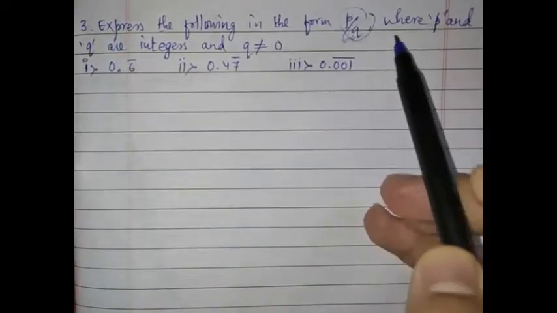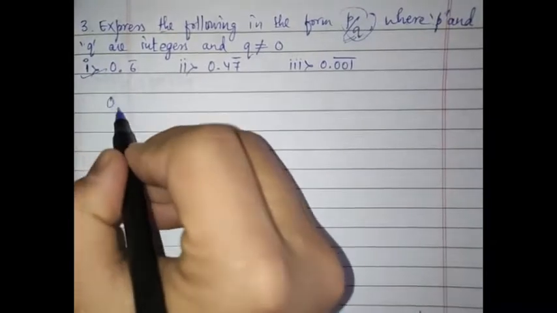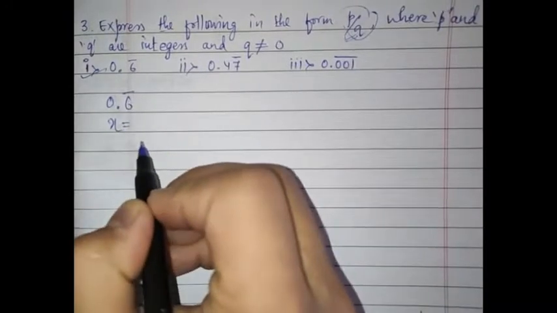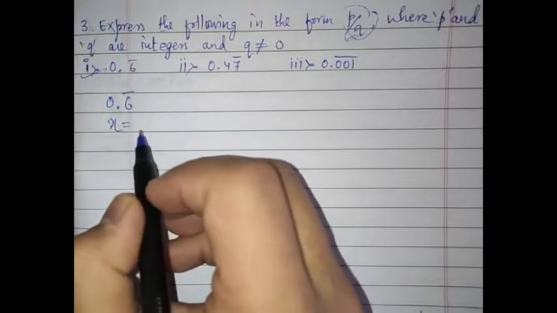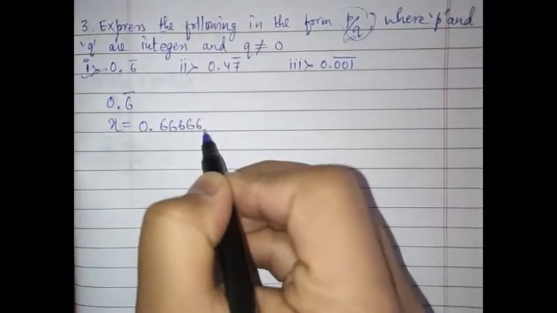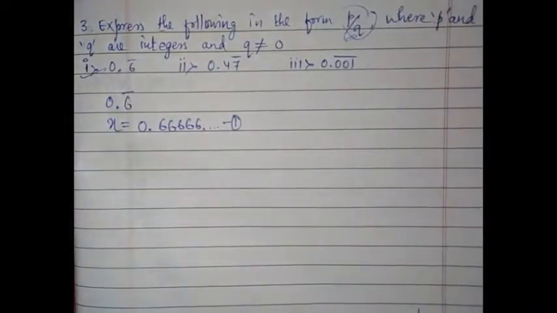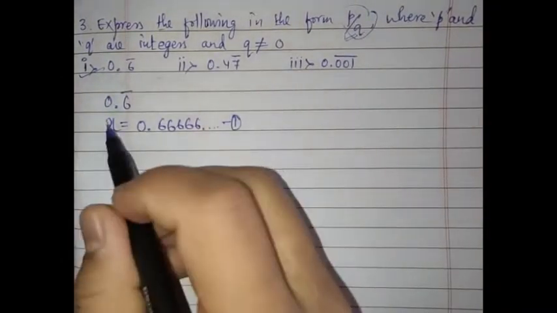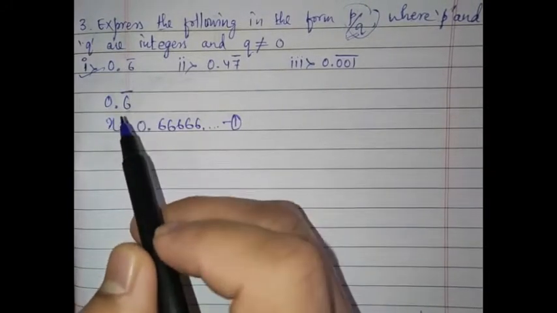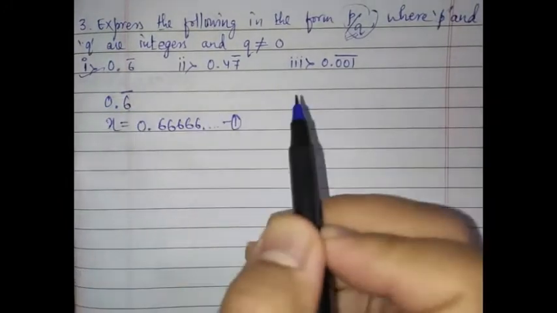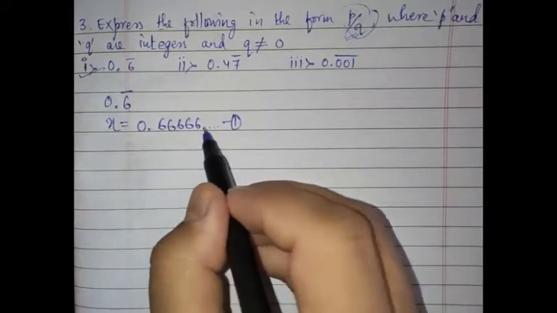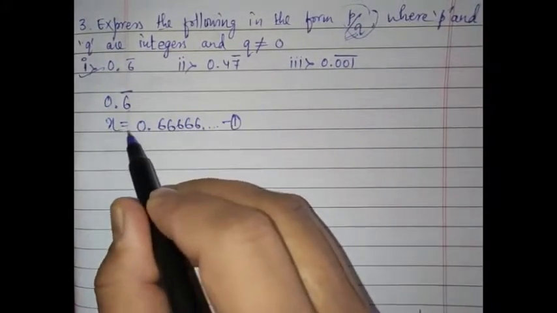Alright, so to solve this, number one, 0.6 bar. Can we assume that x is equal to 0.66666, and this will continue? Can't we write this? Because this 6 bar represents a non-terminating and repeating decimal expansion. So we have assumed x is equal to this, and we put it as equation number one.